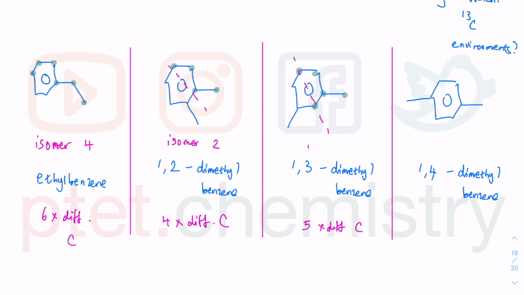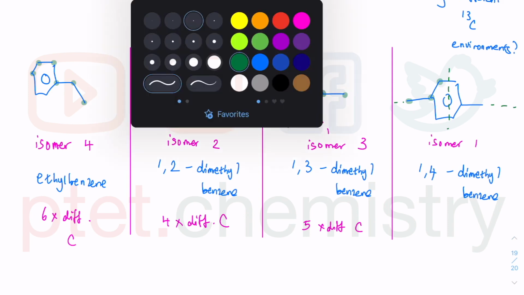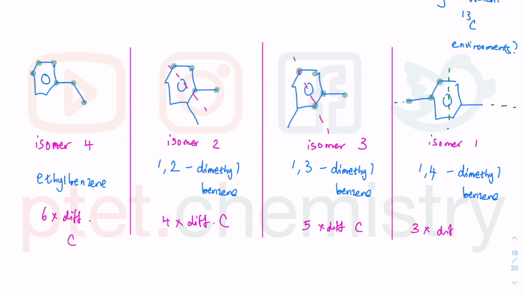So that's isomer 3, leaving us with isomer 1 for the other one, because this one is the most symmetrical of all. If you think about it through the middle here, this and this, altogether you have 1, 2 and 3 because these and these are the same, these and these are the same. So 1, 2, 3 environments. Altogether you just have 3 different carbon environments, which is why this is going to be isomer 1. Okay, so I hope that makes sense for your 4 marks.